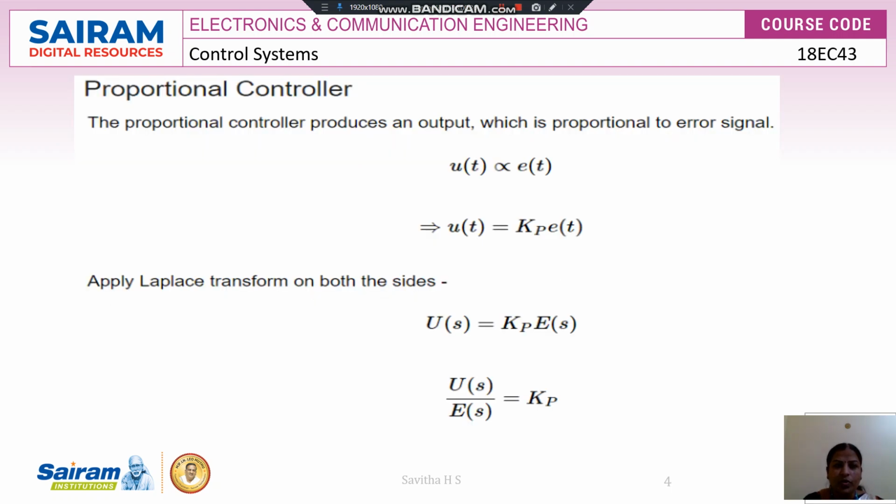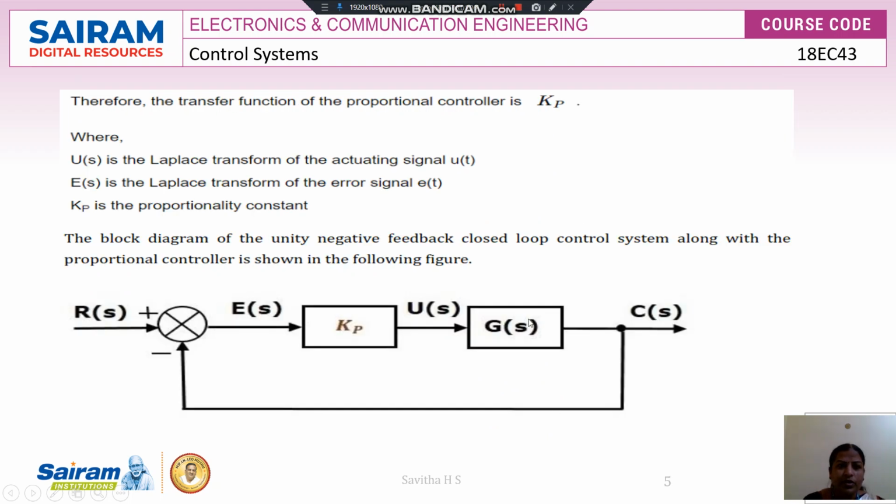The proportional controller produces an output which is proportional to the error signal, which can be denoted by u(t) is proportional to e(t). So I can write it as u(t) is equal to Kp, a constant, into e(t). By applying the Laplace transform on both sides, u(t) will be U(s), Kp is the constant we write as it is, and the error signal e(t) is written as E(s). So U(s) by E(s) is equal to the constant Kp. Therefore, the transfer function of the proportional controller is Kp.